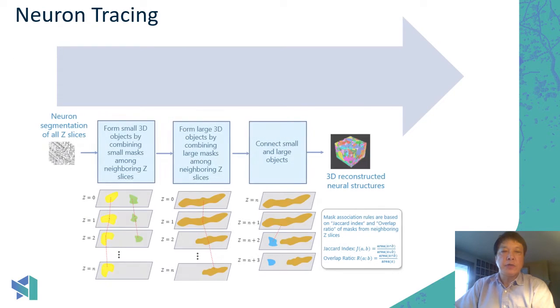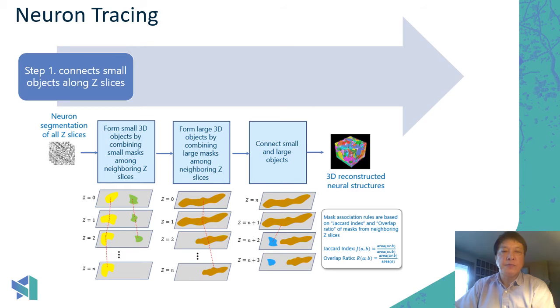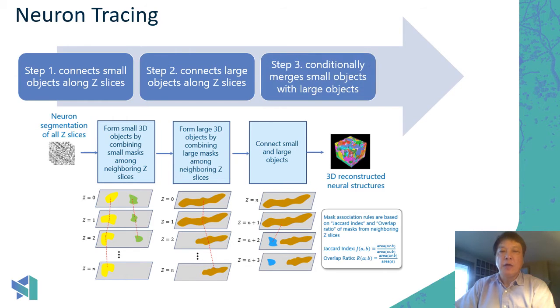The neuron tracing is performed through a few steps. First, connect small objects along the Z slice, then connect the large objects, and then conditionally merge small and large objects, and finally perform a 3D connected component.